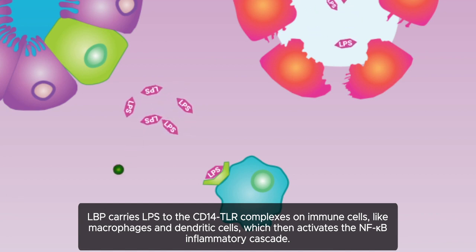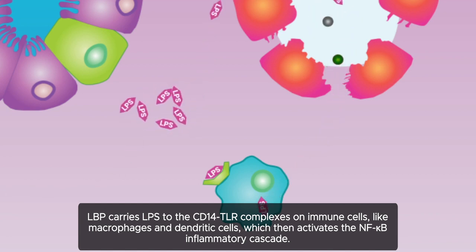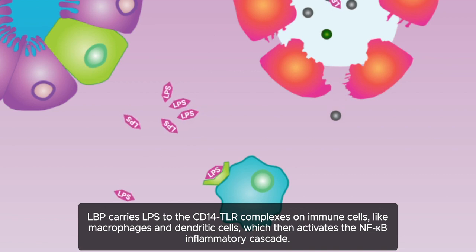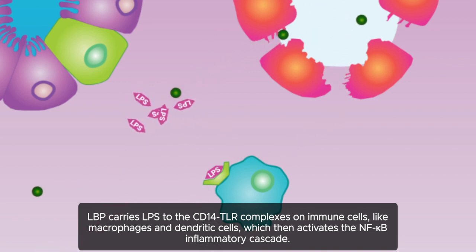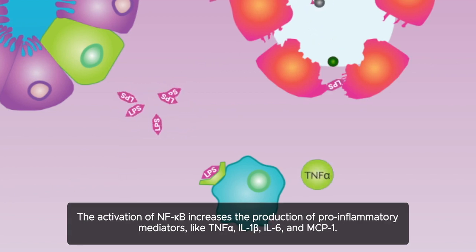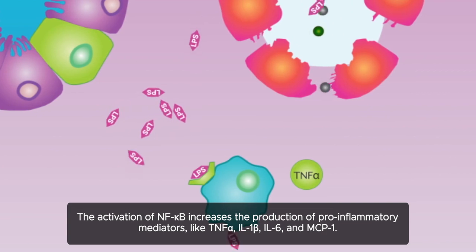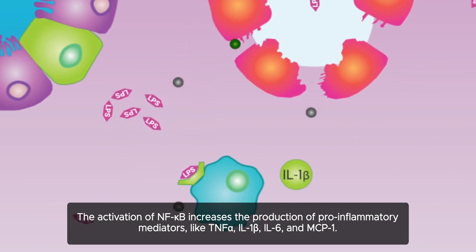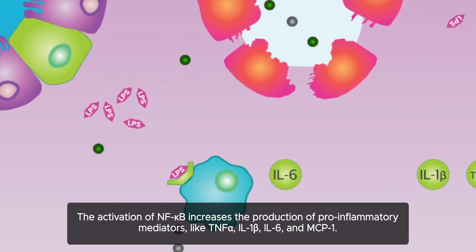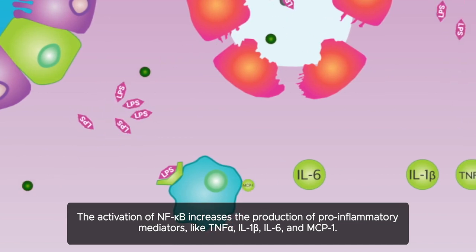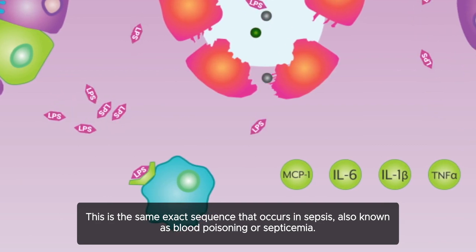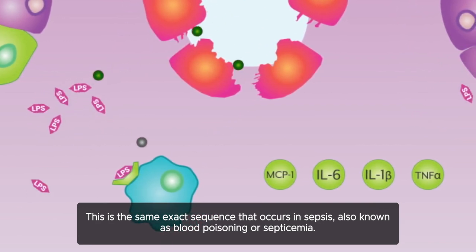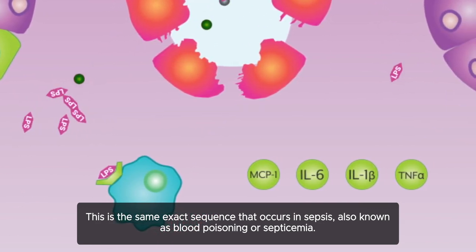LBP carries LPS to the CD14 toll-like receptor complexes on the immune cells, like macrophages and dendritic cells, which then activates the NF-kappa B inflammatory cascade. The activation of NF-kappa B increases the production of pro-inflammatory mediators, like TNF-alpha, interleukin-1 beta, interleukin-6, and MCP-1. This is the same exact sequence that occurs in sepsis, also known as blood poisoning or septicemia.